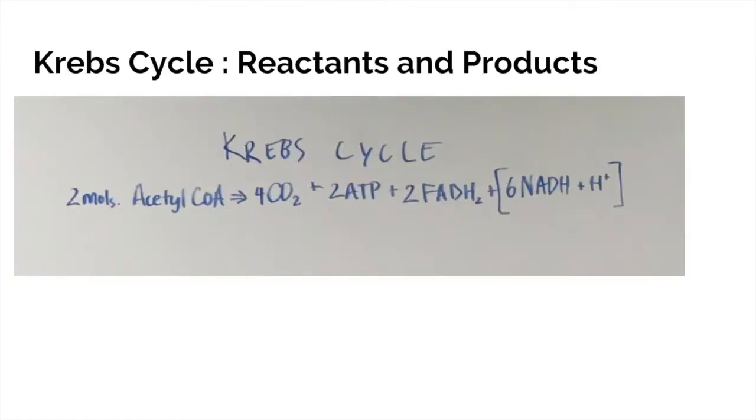So in the Krebs cycle, you have 2 molecules of acetyl-CoA, and this leads to 4 molecules of carbon dioxide, 2 molecules of ATP, 2 molecules of FADH2, which is another energy carrier, and 6 molecules of NADH, and 6 molecules of hydrogen, or 6 ions of hydrogen as well.